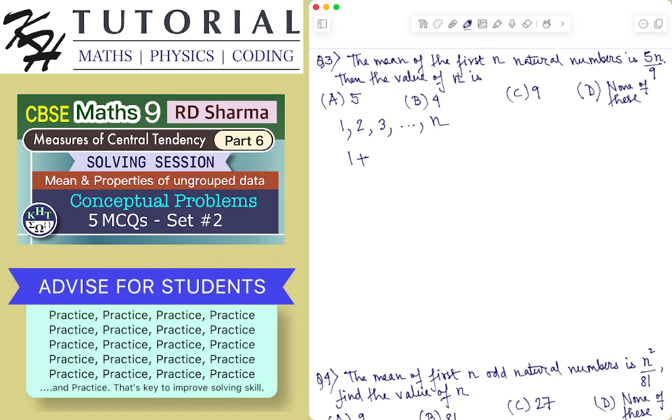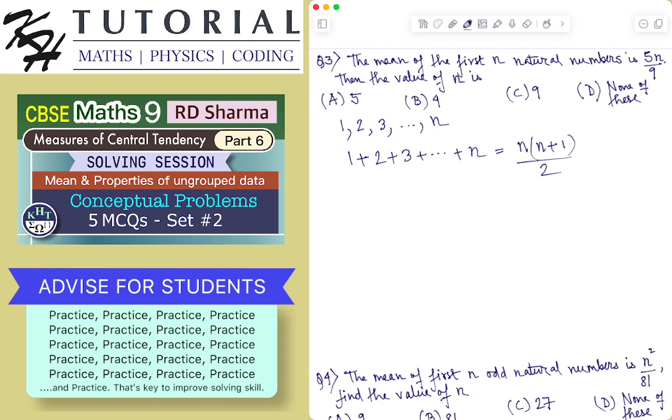1 plus 2 plus 3, always know this, keep this result in your mind. It will be highly used in the higher classes, that the sum of first 1 plus 2 plus 3 up to plus n, where n is the natural number, this is the sum of first n natural numbers. This is always equal to n into n plus 1 by 2.